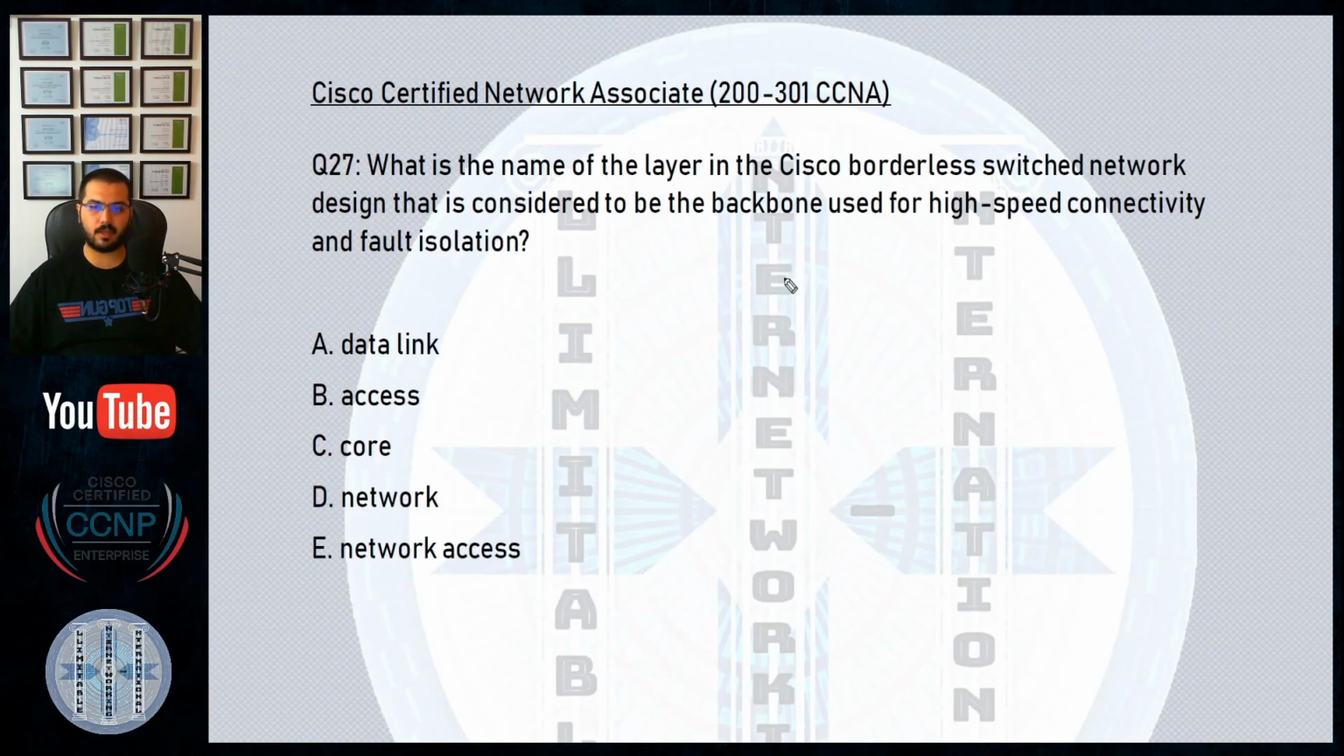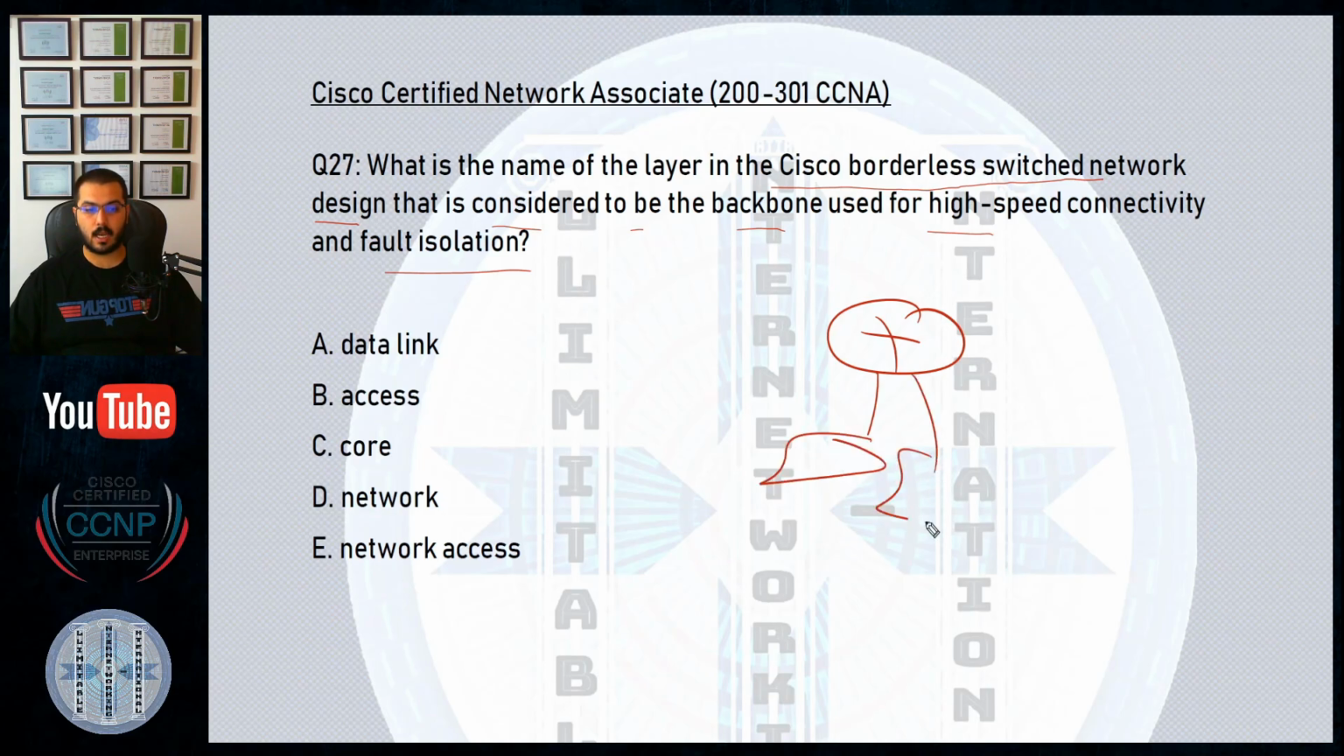27. Am I talking too fast? I'm sorry. What is the name of the layer in the Cisco borderless switched network design that is considered to be the backbone for high-speed connectivity and fault isolation? So in the Cisco world, when there are multiple devices in a borderless switched network, it uses all the types of devices like routers, switches, multilayer switches, so which layer will be the high-speed connectivity? Core, because you have core for high-speed connectivity and fast switching, and distribution as well.